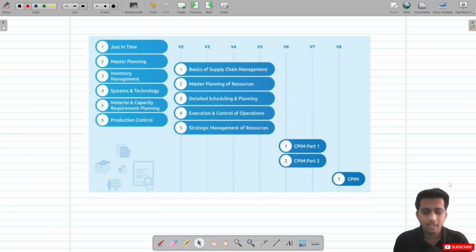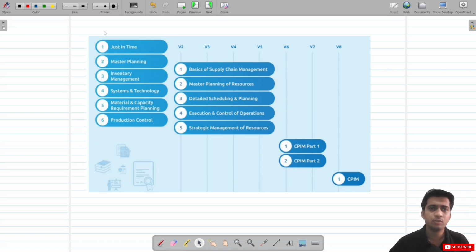Hi there, let's talk a bit about the talk of the town. CPIM version 8 is out already, and many of you have questioned what the content of CPIM version 8 is, and why it was combined from two parts into one part. So let us discuss a bit about it.